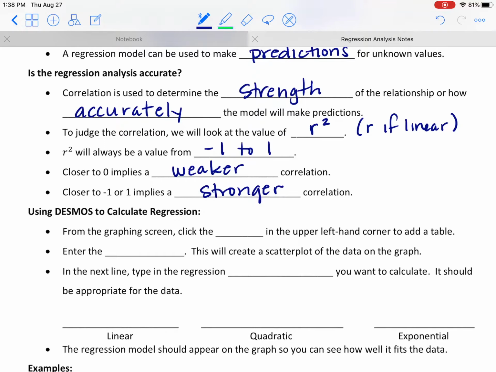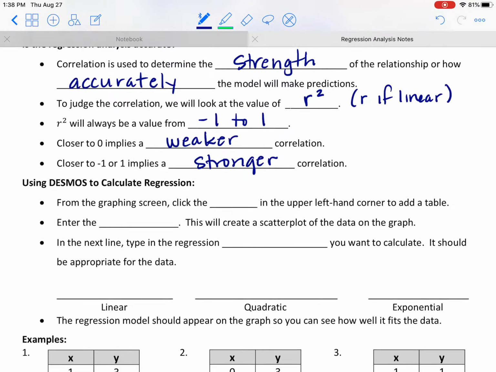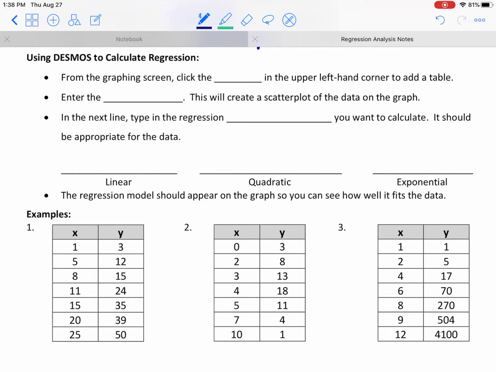Okay, so now how do we go about calculating regression, and how do we determine what model is going to be best? So I'm going to show you how to do this in Desmos, and let's write down a couple things, and then I'll actually model it for you. So from the graphing screen in Desmos, you're going to click the little plus sign that's in the upper left hand corner, and that's going to allow you to add a table so that we can enter our data. And then in the next line, you're going to type in the regression equation, or the model. Those are sort of interchangeable words here.